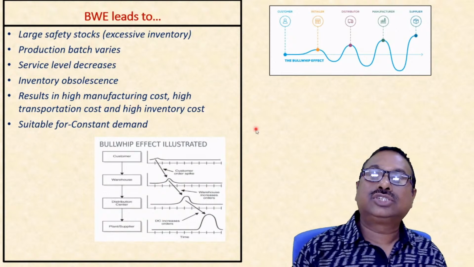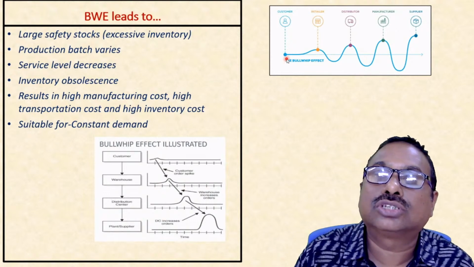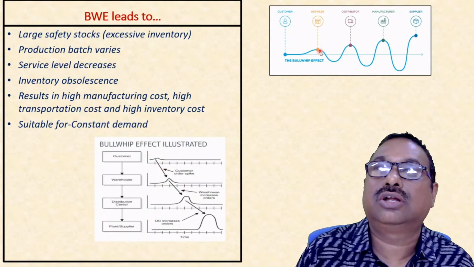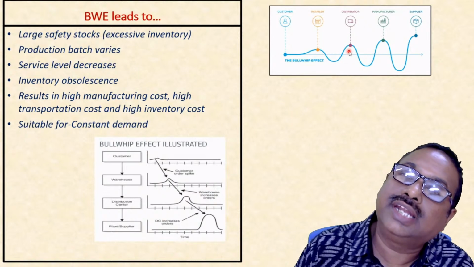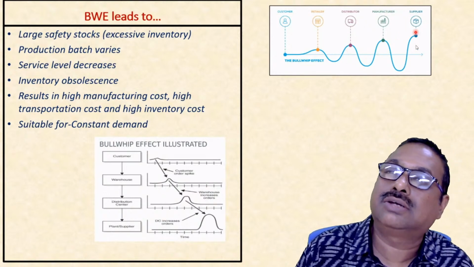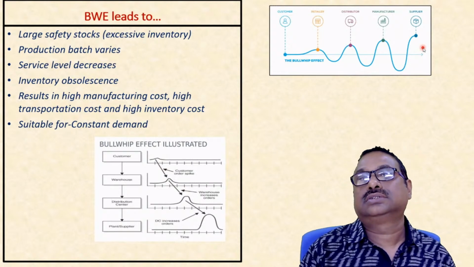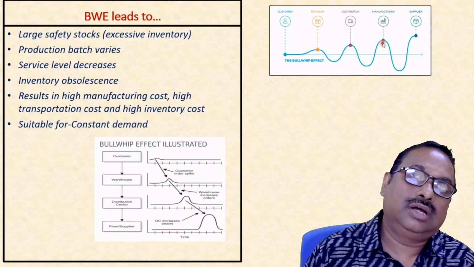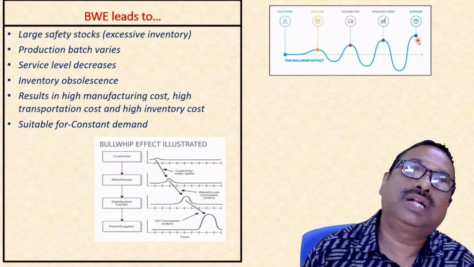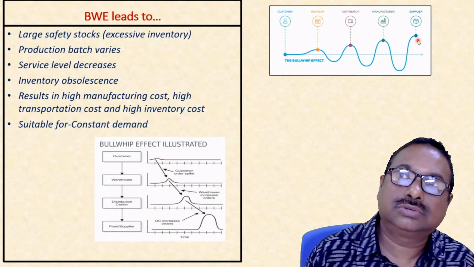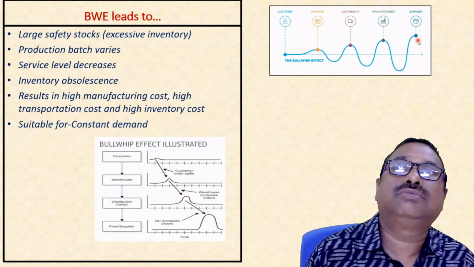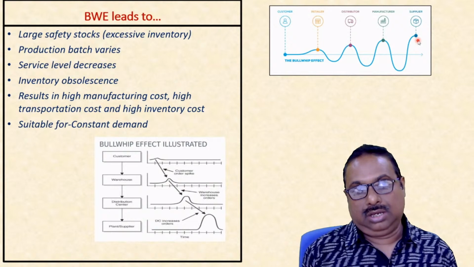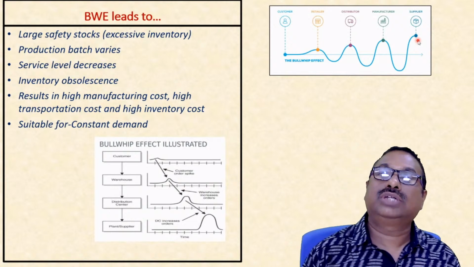Bullwhip effect leads to, you see here, suppose customer order varies a little, retailer order increases, variation of order increases, distributor again increases, manufacturer again increases, suppliers again increases. That means, suppose the manufacturer orders huge raw materials, then in the next 3 months they don't give any order. So suppliers have a problem because suppliers want the demand to be constant. So that is the problem.